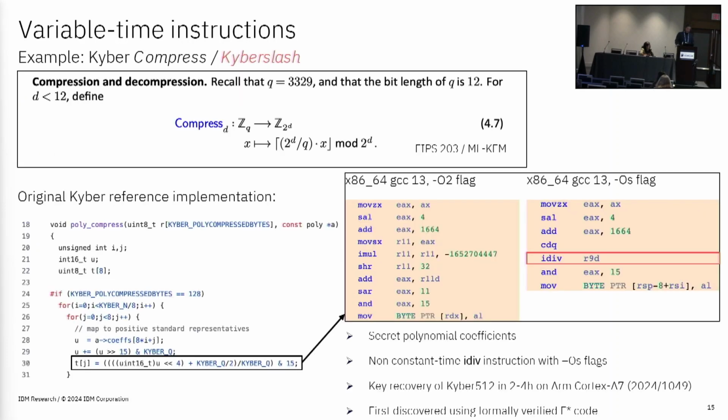Now, to also give an example about that, there was a recent attack on the Kyber reference implementation, called KyberSlash, that was independently discovered by two teams. Dan Bernstein discovered it, and also a team doing formal verification. And in this case, the issue was in the polynomial compression part. And what you see there is this line that was marked. It includes a division by KYBER_Q, which is a constant, 3329.